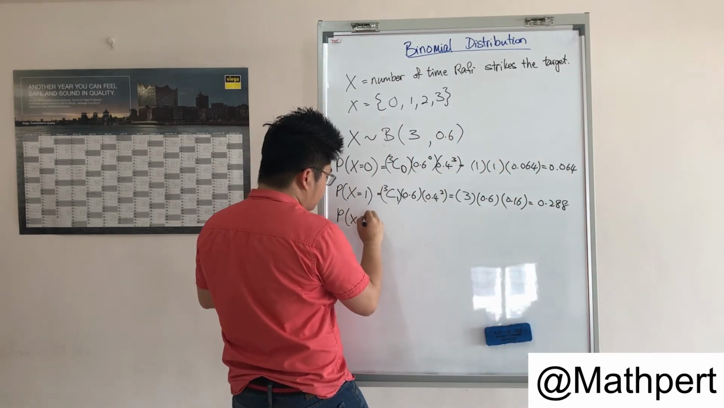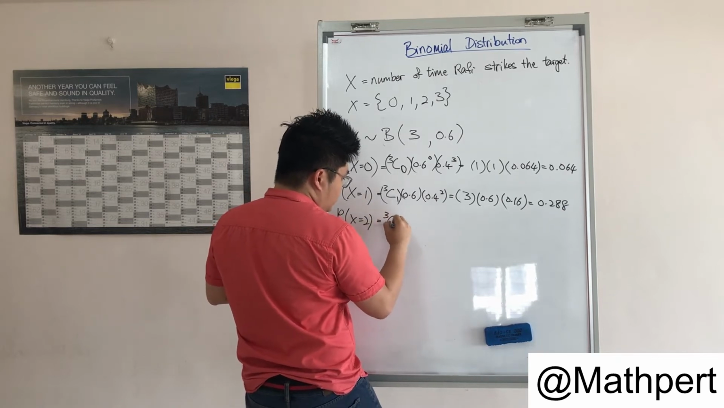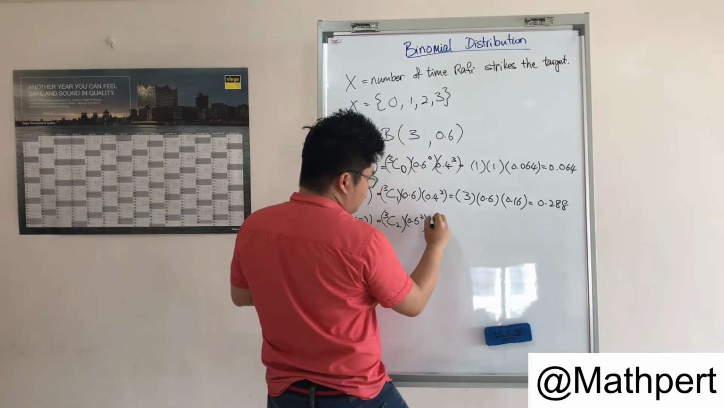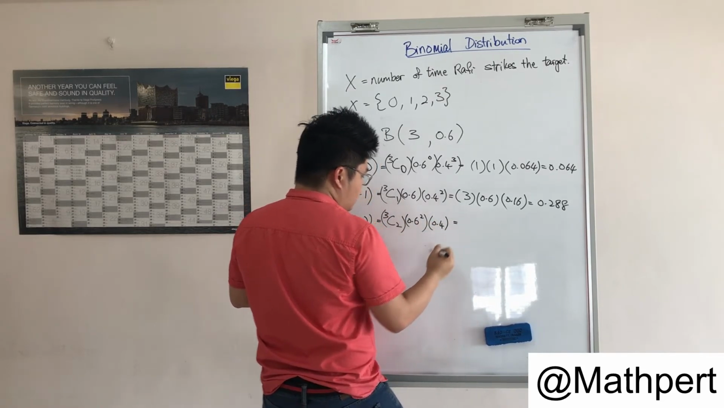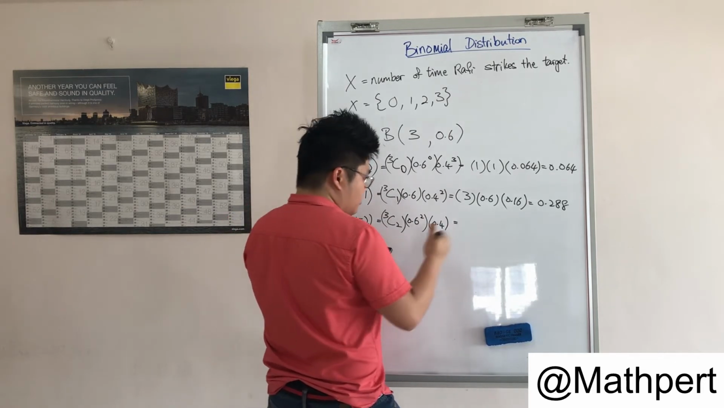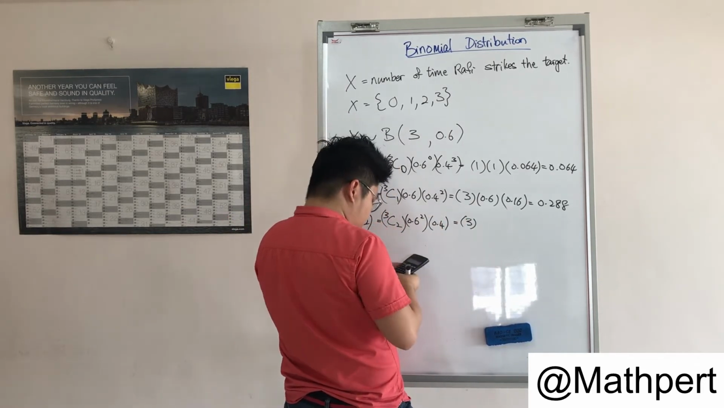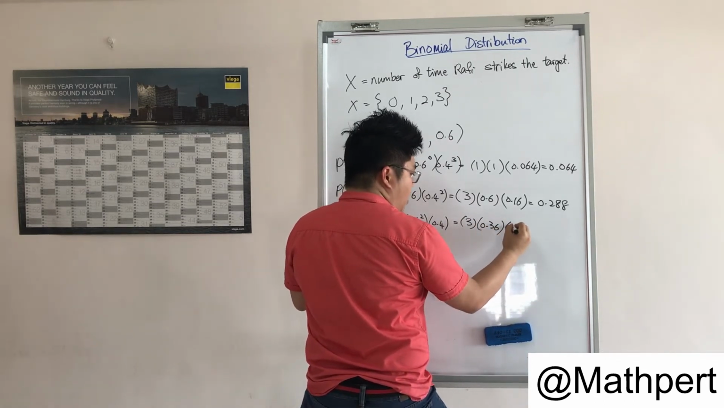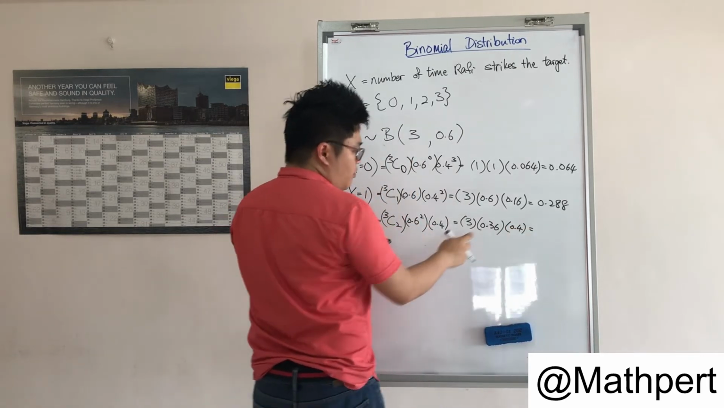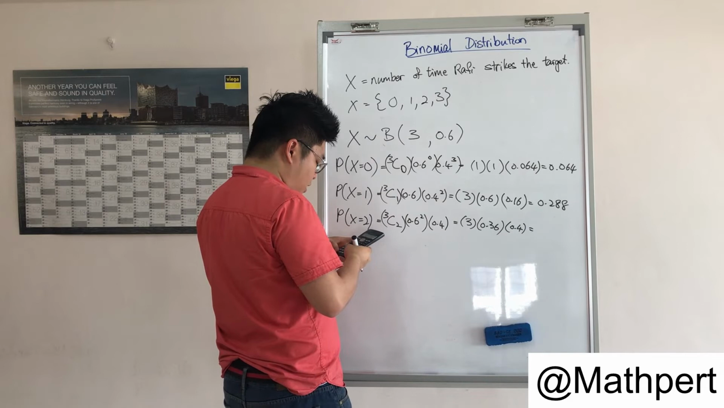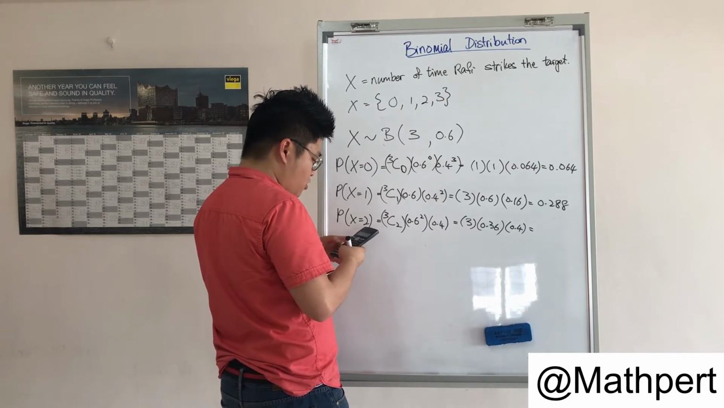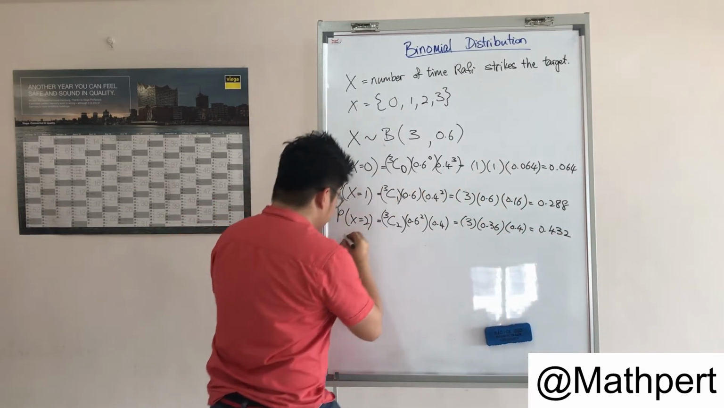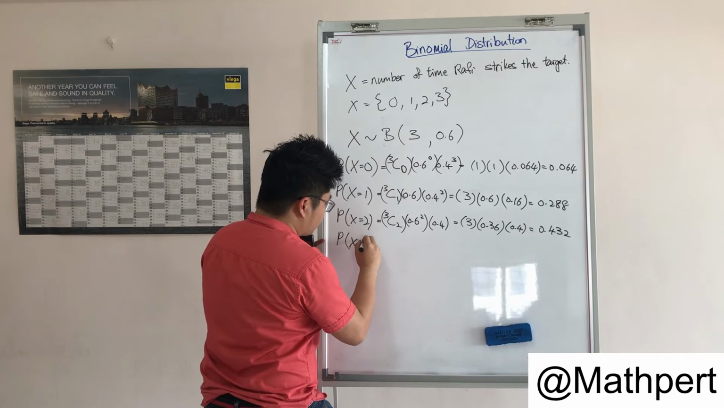Probability for Rafi to strike 2 times is 3C2, 0.6 squared, and then 0.4 power 1. 3C2 we get 3. 0.6 squared, we get 0.36. 0.4 power 1, we get 0.4. So multiply these together, we get 3 multiplied by 0.36 multiplied by 0.4, which is 0.432.